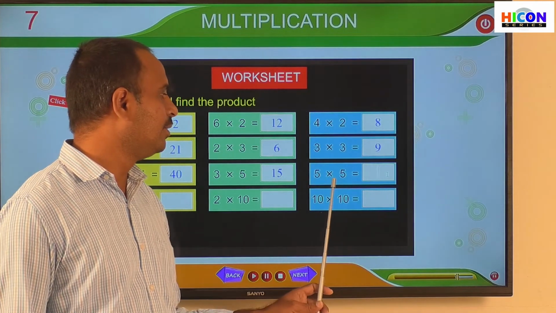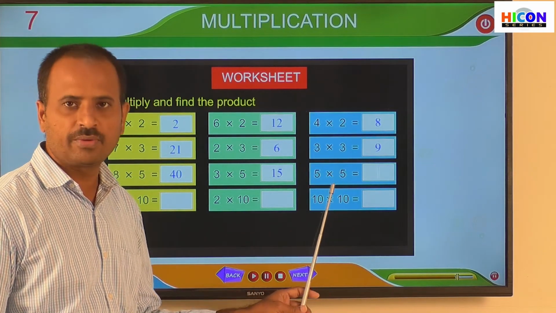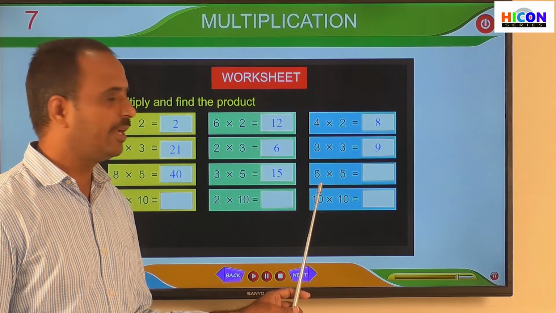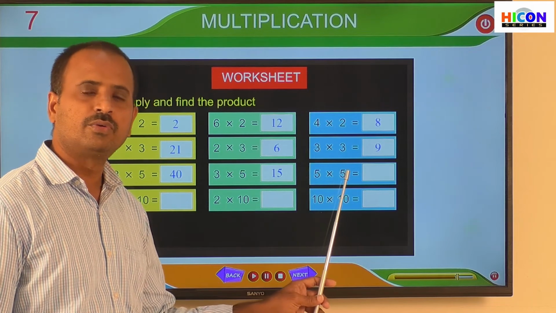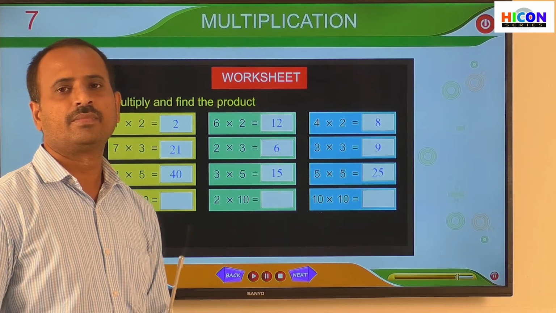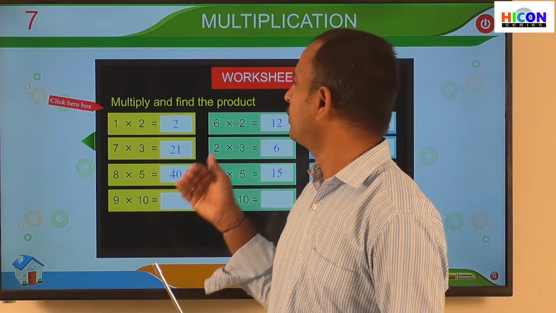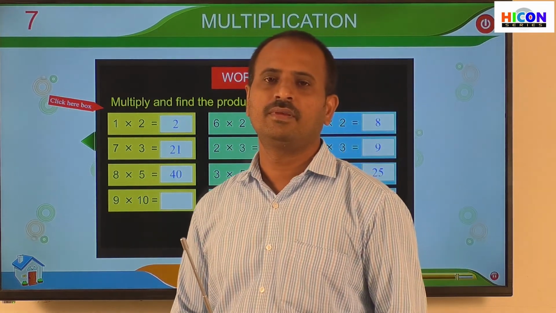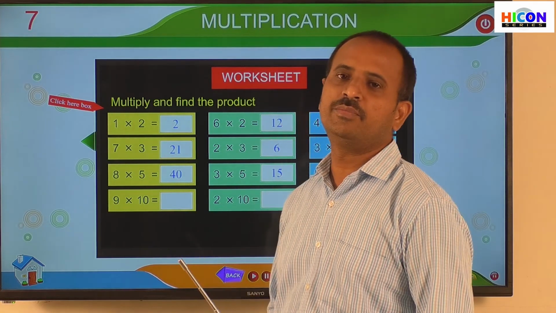And see the next one. So 5 into 5. This is the table of 5. So in table of 5, 5 5's are how much? 5 5's are 25. So children, in this way we can write the answers for the multiplications. If you know the tables, then you can easily write the answer for the multiplication.